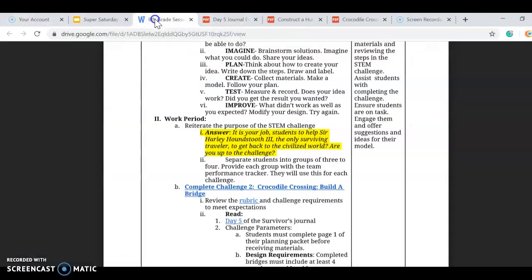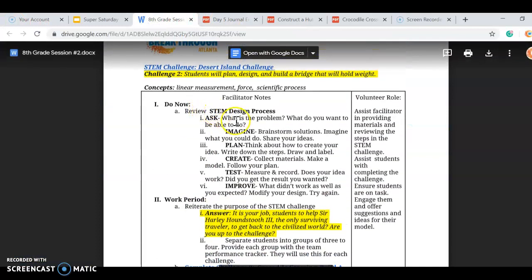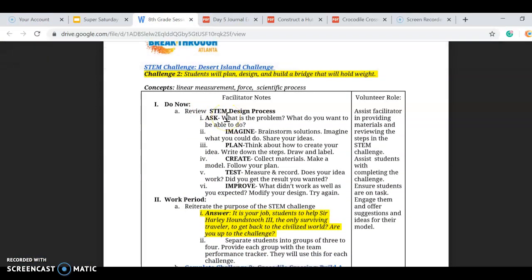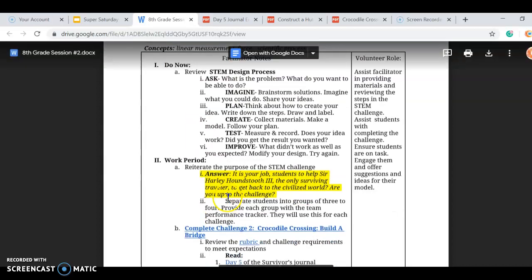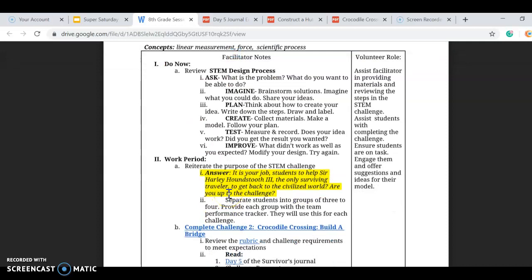So the lesson plan starts with the do now, which is simply review the STEM design process. I want the students to remember the components of a STEM design process, which is to ask, imagine, plan, create, test, and improve. During the work period, we're going to reiterate the purpose of the STEM challenge, which is to help Sir Harley Houndstooth III, the only surviving traveler, to get back to the civilized world.